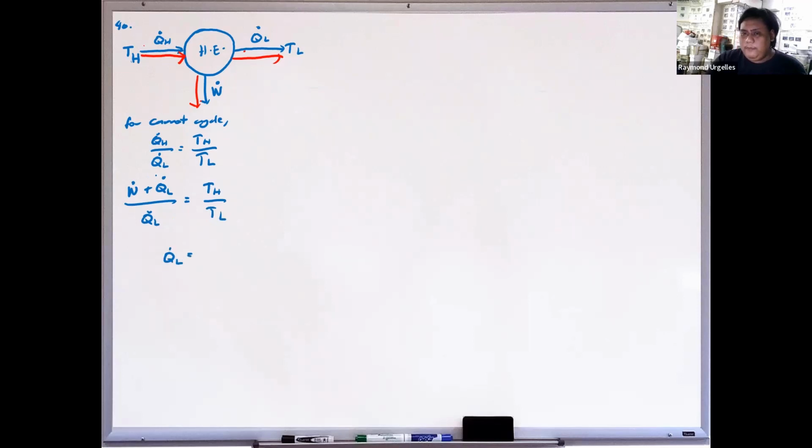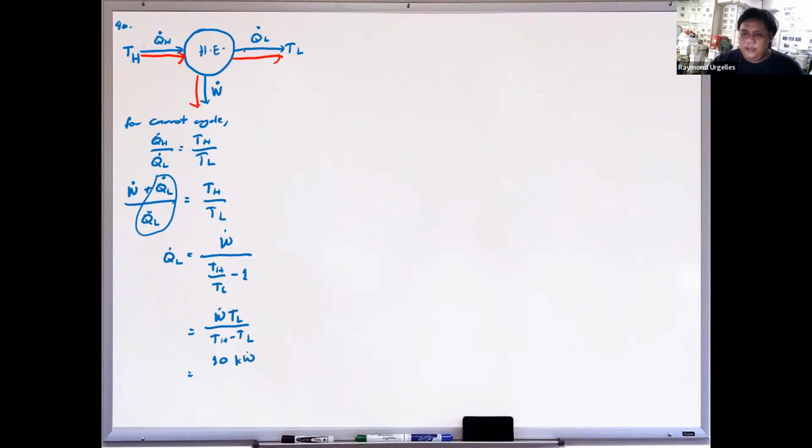When we combine this, QL dot over QL dot is 1. Moving to the other side, that's minus 1. Then we put it under W dot. So we have W dot divided by TH over TL minus 1. If you rearrange this, you will get W dot multiplied by TL, divided by TH minus TL. Okay? So if we try to solve this, the given is 10 kilowatts.